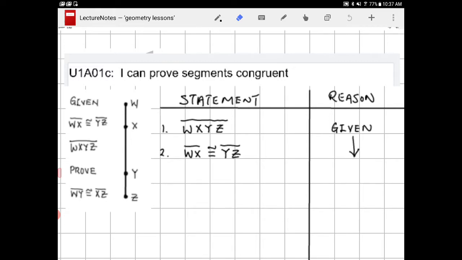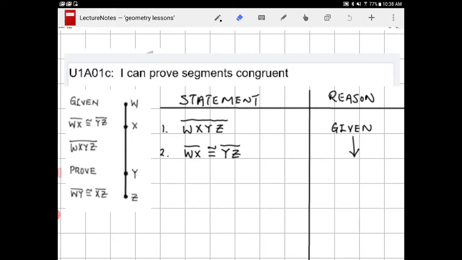All right. So in this problem here, you're asked to show that W, X, Y, Z, which are all points on a line. You're trying to show that segment WY is congruent to segment XZ, and you're told information about WX being congruent to YZ. So I've said this in a previous video, and I'm going to reiterate it again.